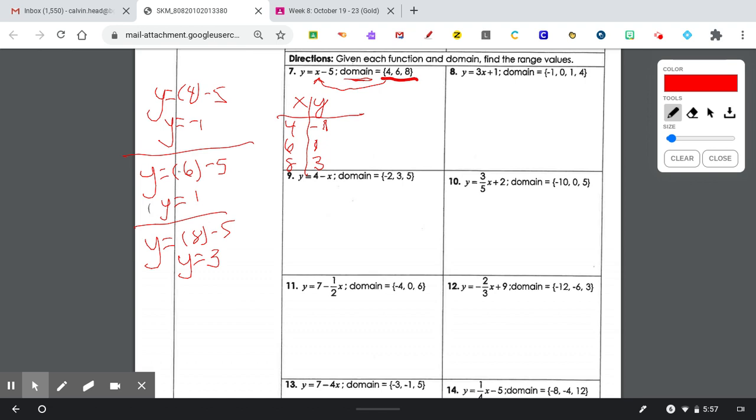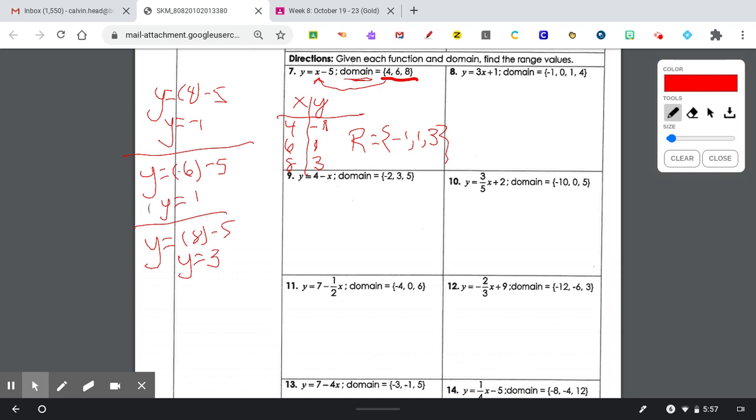And then when I write the range, remember the range is y. Remember, it's got to be in order from least to greatest. And I'd have -1, 1, and 3. So those are my answers there.